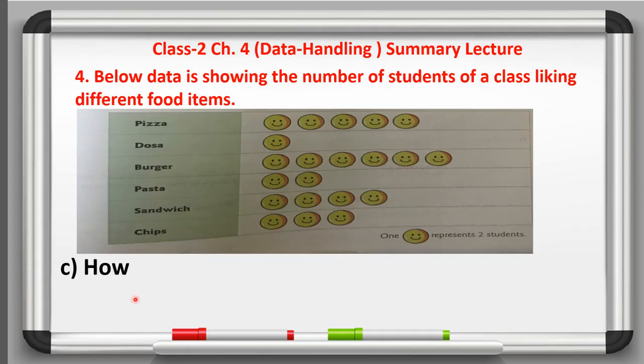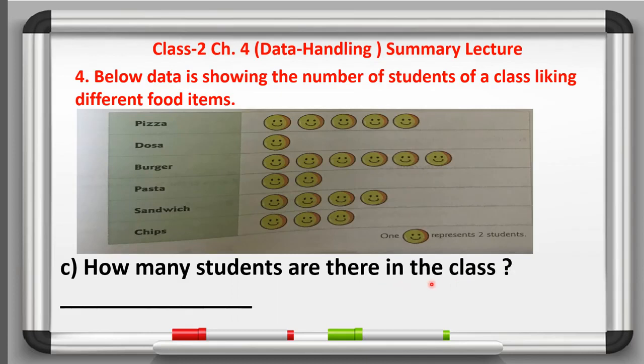C part, it is given how many students are there in the class. So beta, how many students are there in the class? For that we need to add. Okay, so here how many students like pizza? That are 10, then dosa 2, then burger 12, then pasta 4, then sandwich 8, chips 6. So we need to add all these. So here we will write 10 plus 2 plus 12 plus 4 plus 8 plus 6.